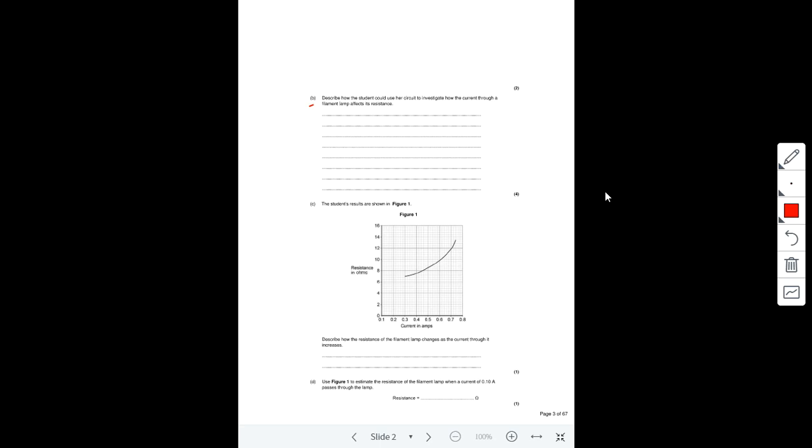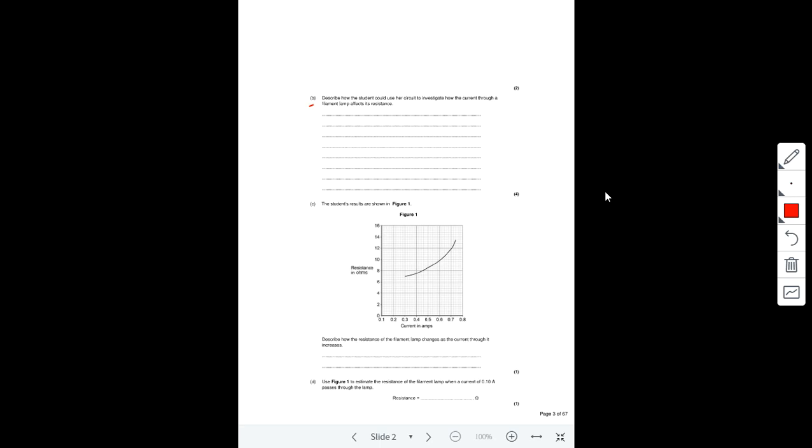You tell me, if larger current will flow, what happens to the resistance? The resistance decreases. Yes, that's the inverse relation. That's very correct. So here it's given as: describe how the student could use her circuit to investigate how the current through a filament lamp affects its resistance.